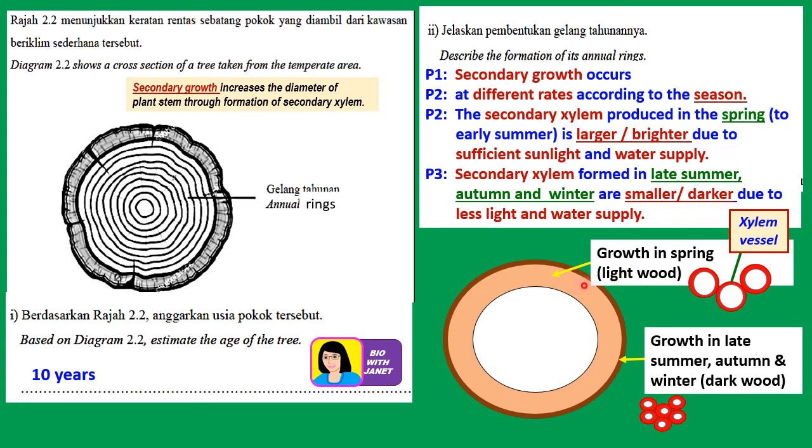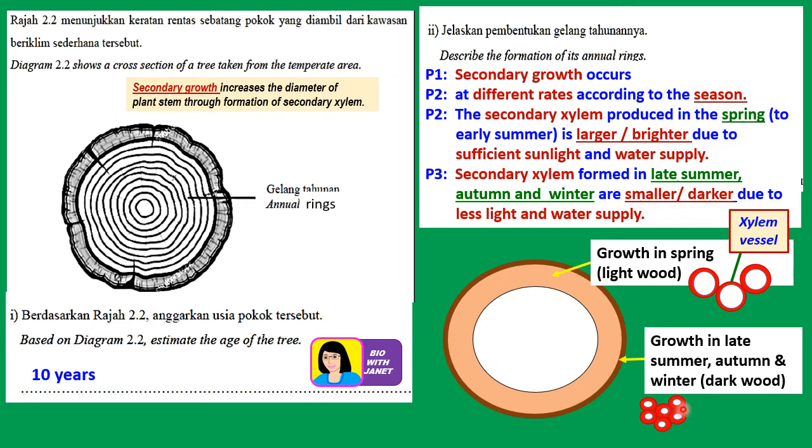But when late summer, autumn and winter comes, then growth will slow down a bit because there's less light and less water supply. So the type of xylem formed is different. It is called dark wood. This brown line here is also thinner, the width of it. So the xylem formed here is smaller, has a smaller lumen.